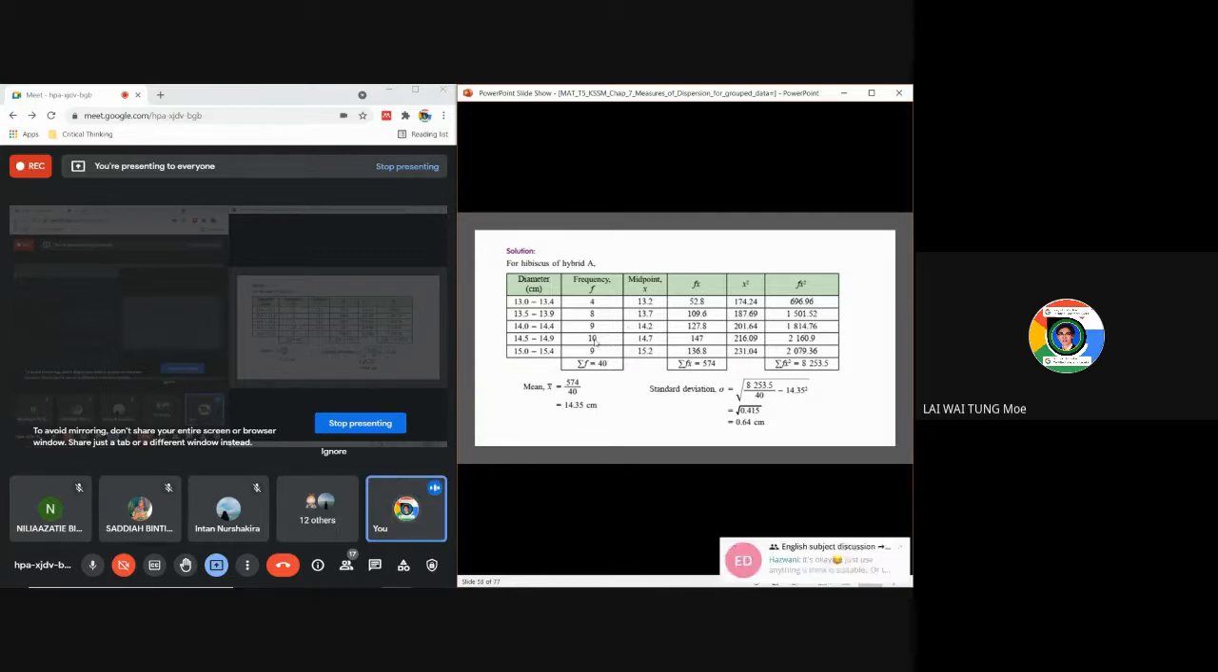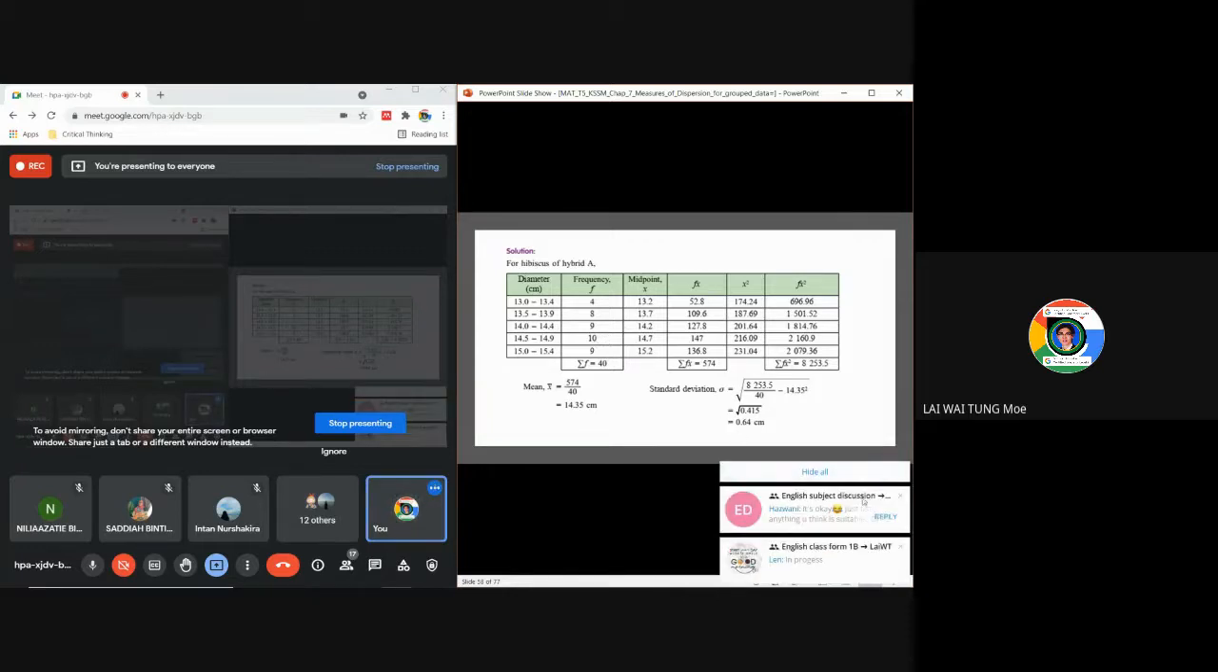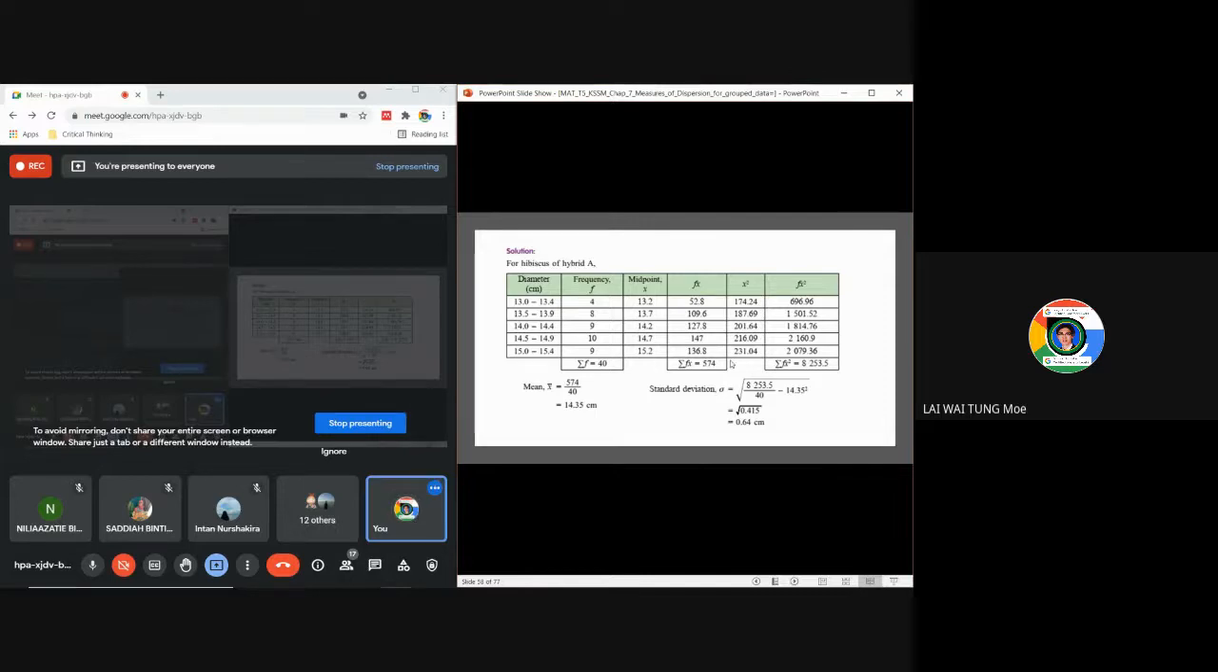Okay, have you tried to use the calculator to get the answer? Anyone have tried the calculator? No one? Okay. If you have a calculator, you can try to use it to press and get the answer for sigma f, sigma fx, sigma fx squared, standard deviation, and mean, and so on and so forth. This will be very helpful when you check your answer.